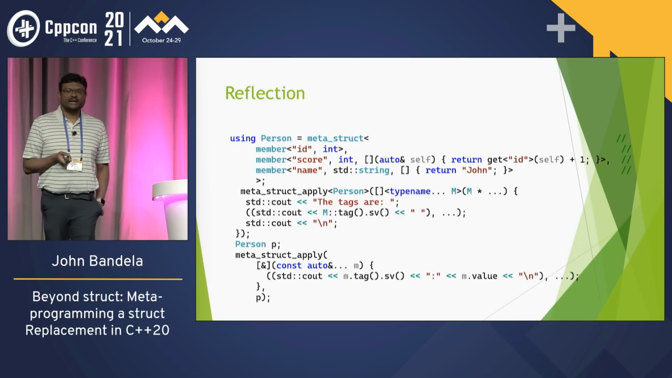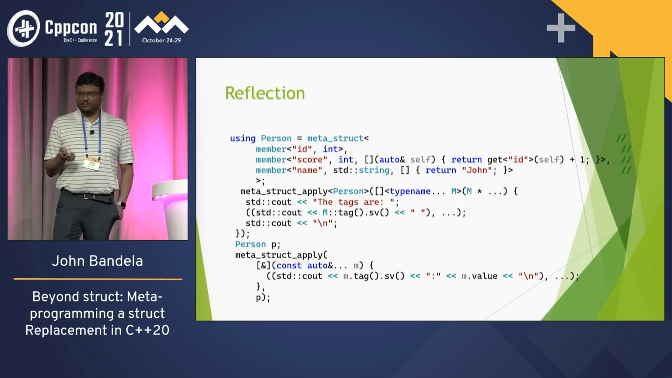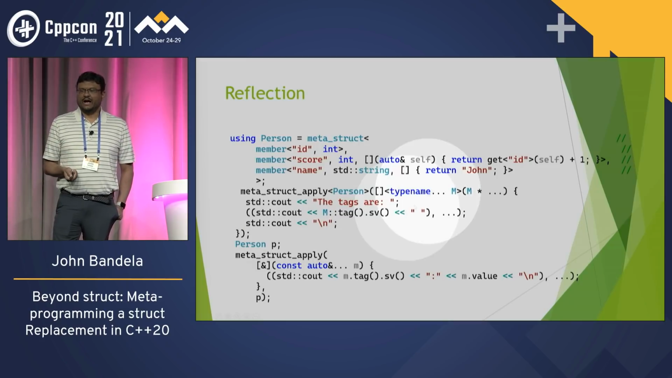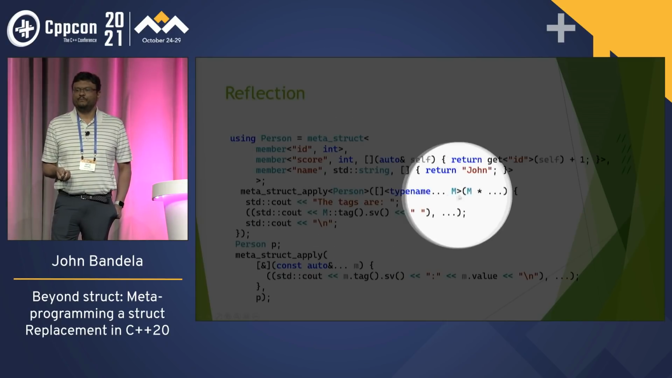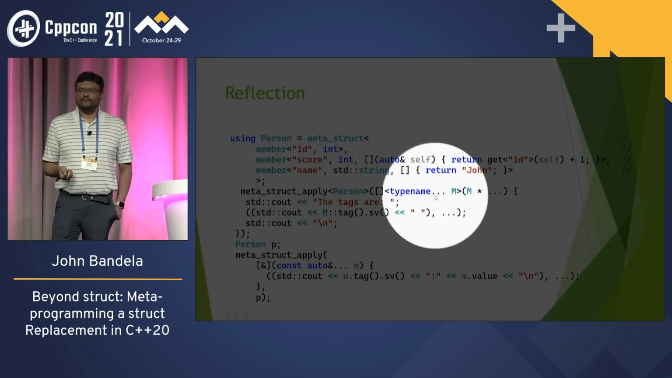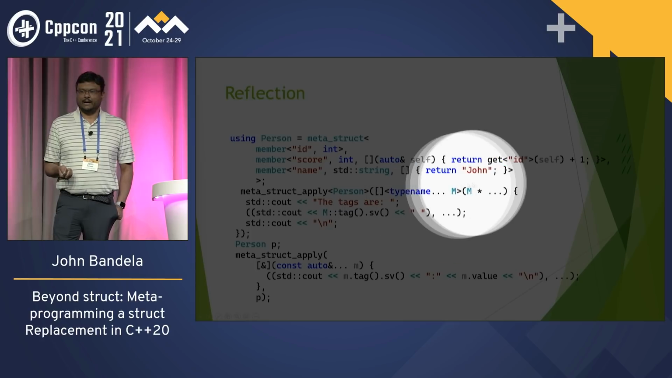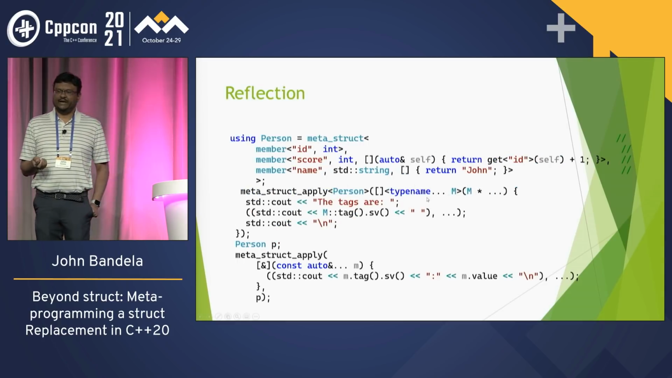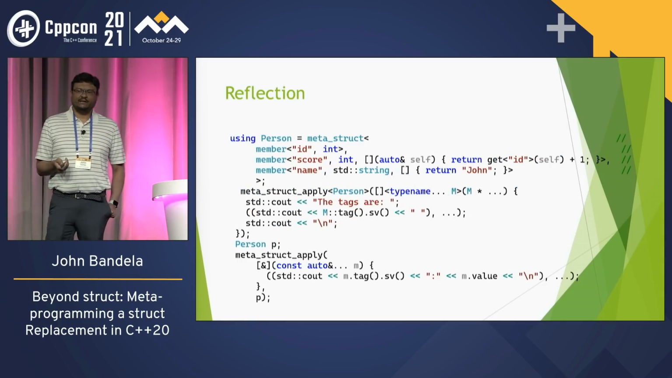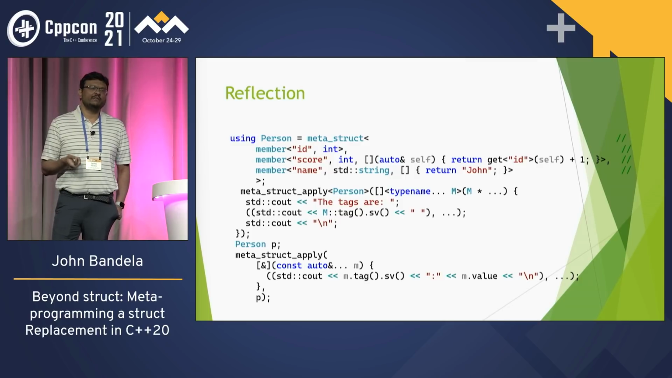So we can have this meta struct apply, and we pass in a lambda. One of the things that came with C++20 was that we can use regular, more familiar template syntax for generic lambdas, and we just do this typename parameter pack M, and those pointers are all null pointers. The pointers are there just as an easy way to specify what the type is.